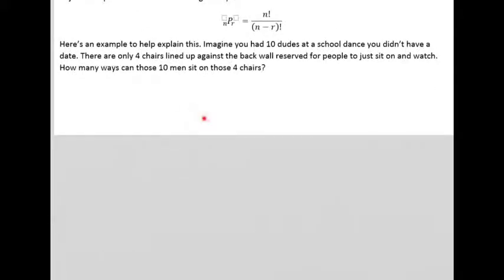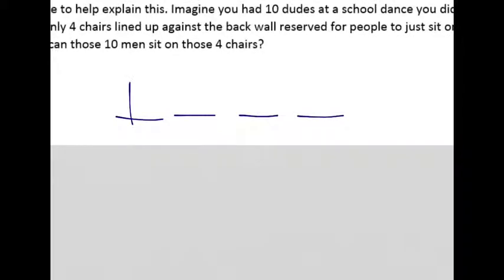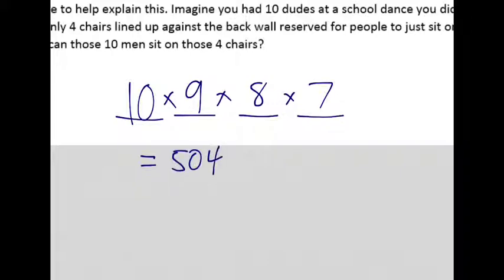So you got 4 chairs. 1, 2, 3, 4. Any of those 10 guys can sit in the first chair. 1 guy sits down, you've only got 9 guys left. 2 guys are seated, so there's only 8 for the third chair, and then 7 for the last one. And how much did that give us again? 5,040. So 5,040 ways, and so those 10 guys stand there and talk about all the different arrangements that could be made by sitting in those 4 chairs, and that's probably why they don't have dates yet, because women love smart people.